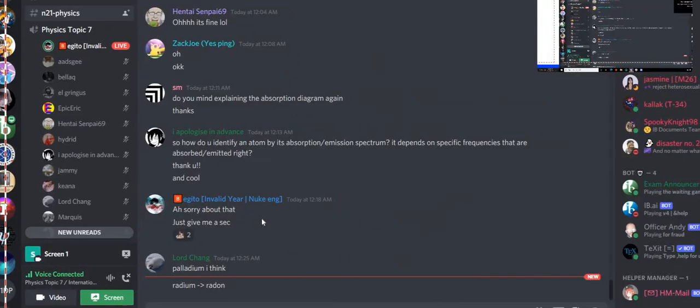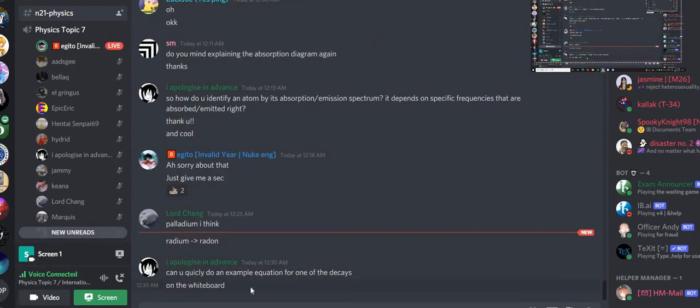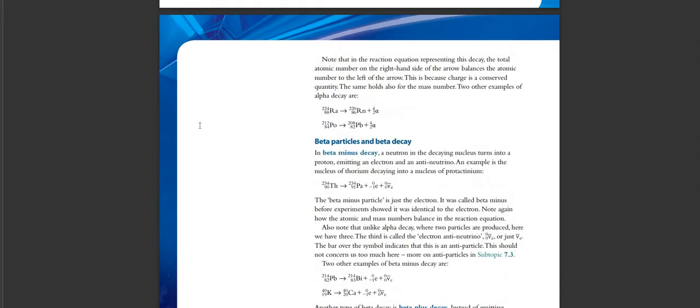And yeah, are there any questions about this? Yeah. Can you quickly explain an example equation for one of the decays? Okay, yeah, I can do that. I'm just going to reuse one of the examples from the textbook to make it easier. I'm just going to take the uranium-238 one because that just goes down to thorium, so it's easier to deal with.